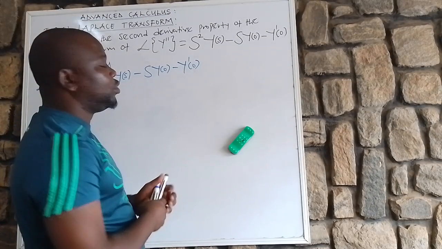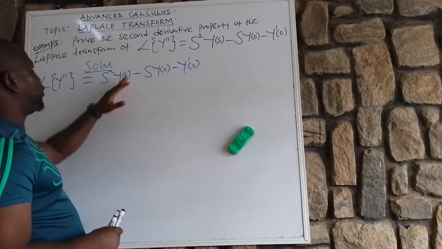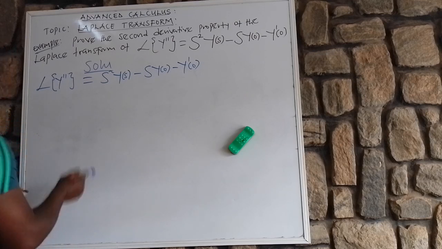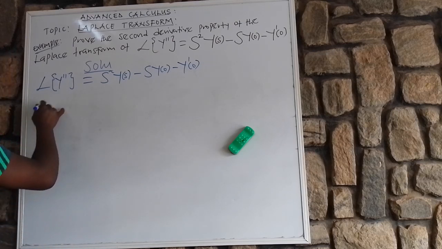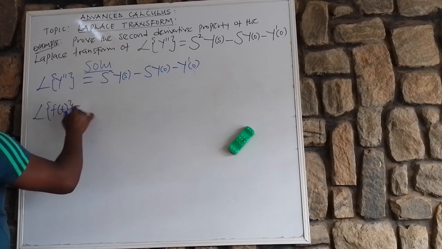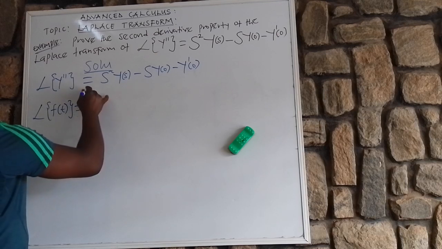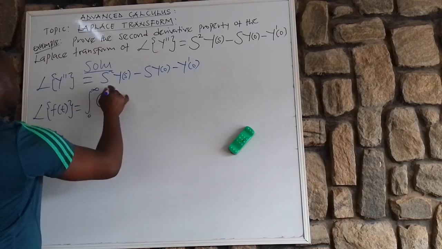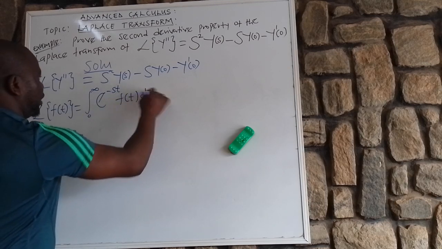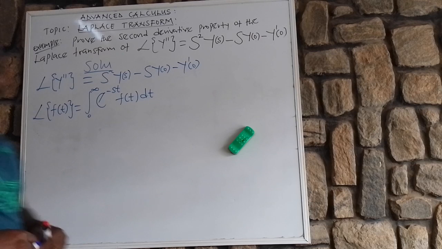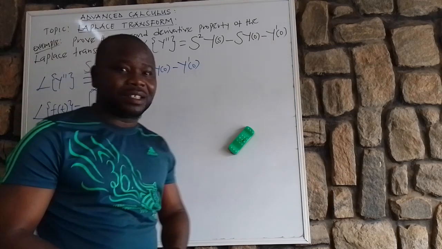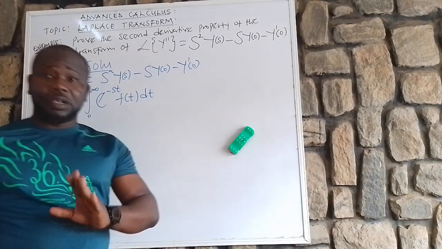What you need to do is, if we are to show this, recall the formula for Laplace transform. You know, Laplace transform is given as Laplace of f of t is equal to the integral from 0 to infinity of exponential minus st f of t dt. Do you agree with me? So if you have this formula, you are done with everything. Please just listen to me. I hope I'm not rushing you.